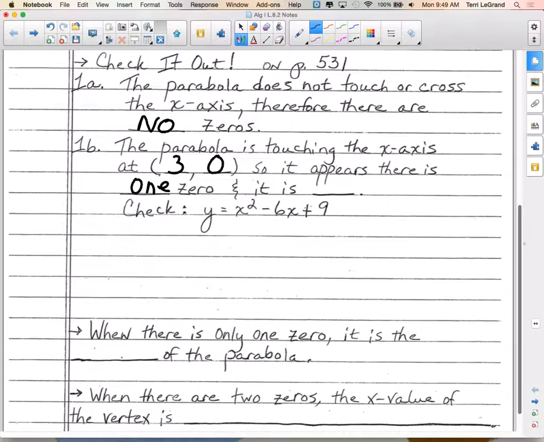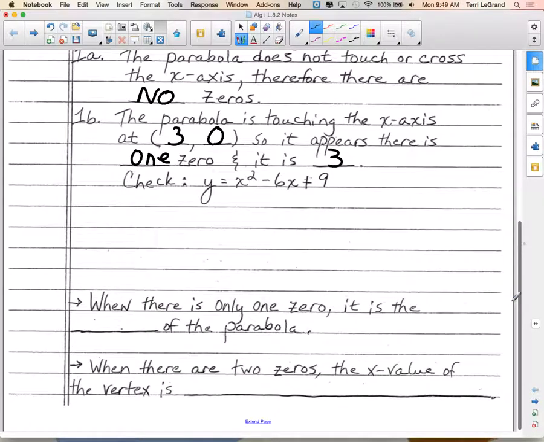And it is what? What is that 0? It's the x value that makes the function equal 0. So it is 3. The x value that makes the function equal 0. So now we're going to check it out and see if it really does. So if the 0 is 3, we should be able to substitute into this, and our y value should come out to be 0.